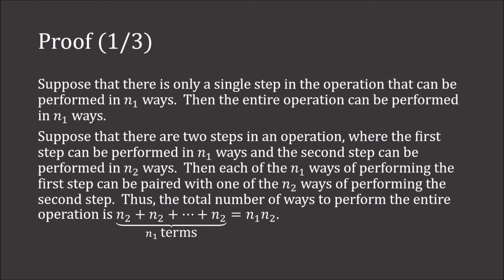Then each of the n1 ways of performing the first step can be paired with one of the n2 ways of performing the second step. Thus, the total number of ways to perform the entire operation is n2 plus n2 plus n2, and there are n1 of these n2 terms. Well, that's just n1 times n2.